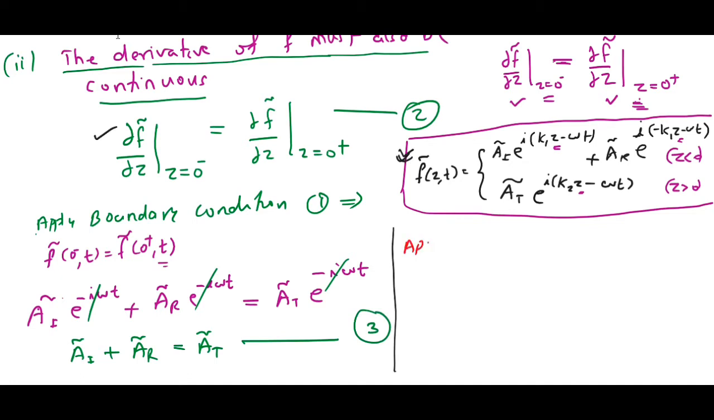Let us apply the second boundary condition, that is dou f by dou z at z is equal to 0 minus is equal to dou f by dou z at z is equal to 0 plus.